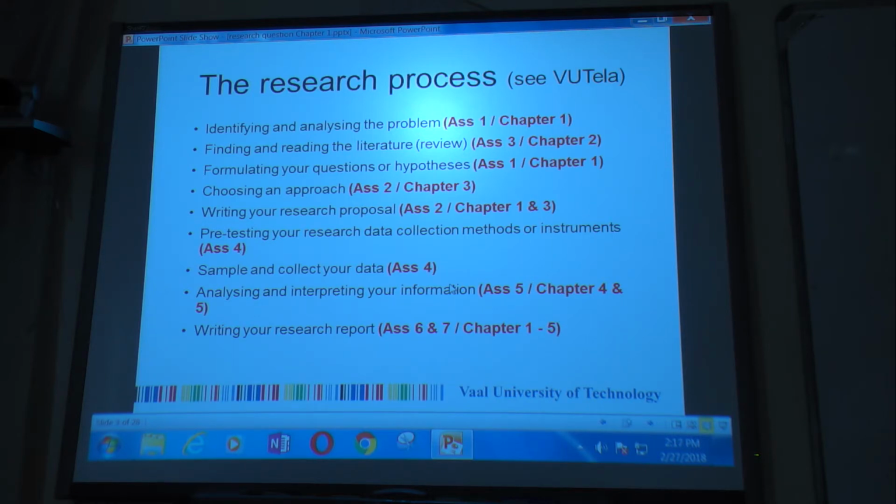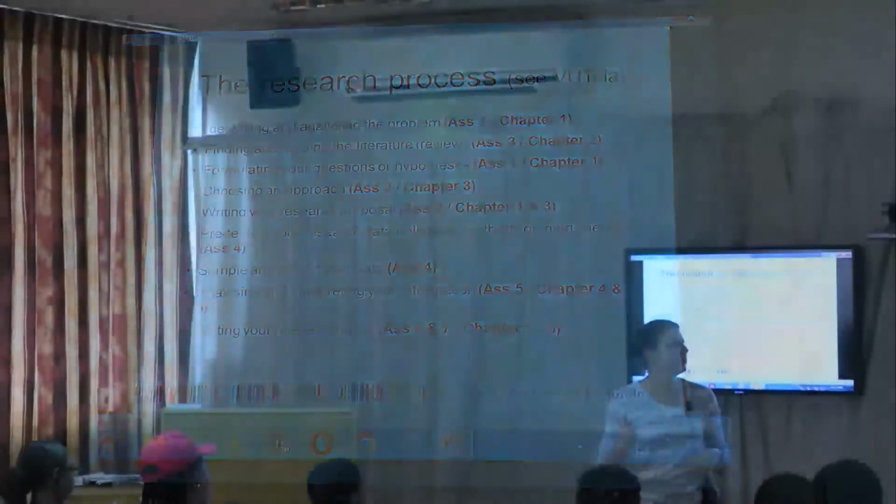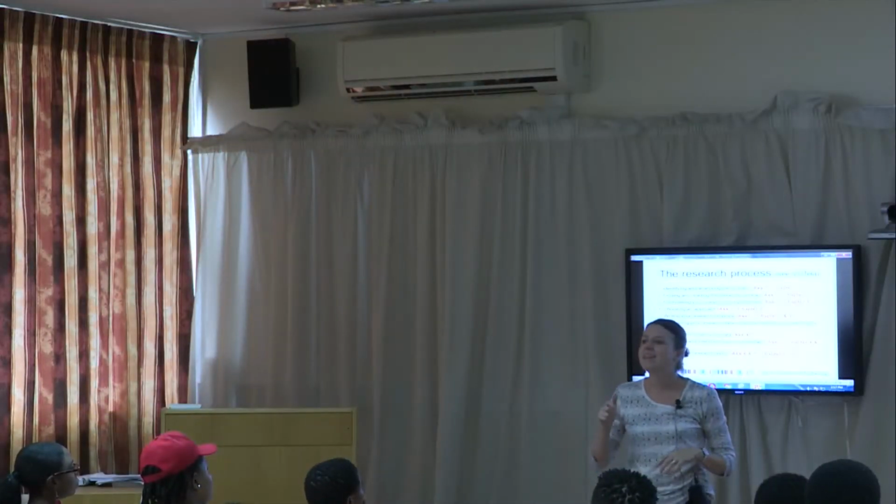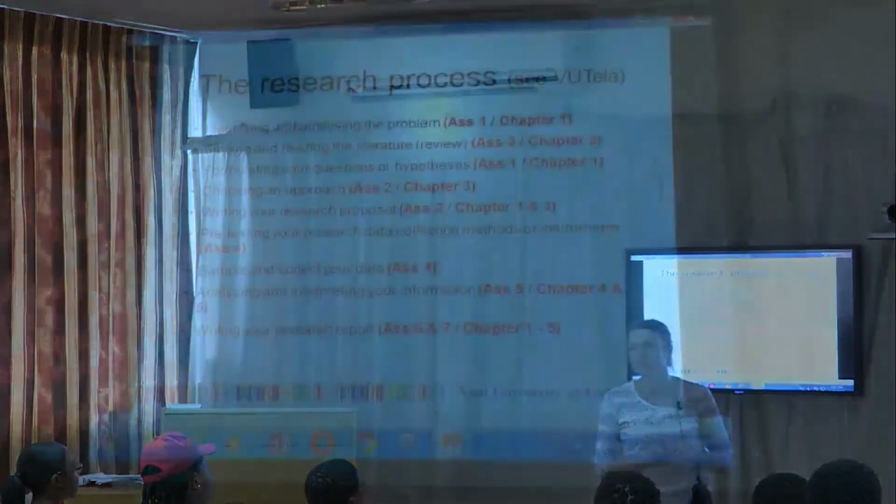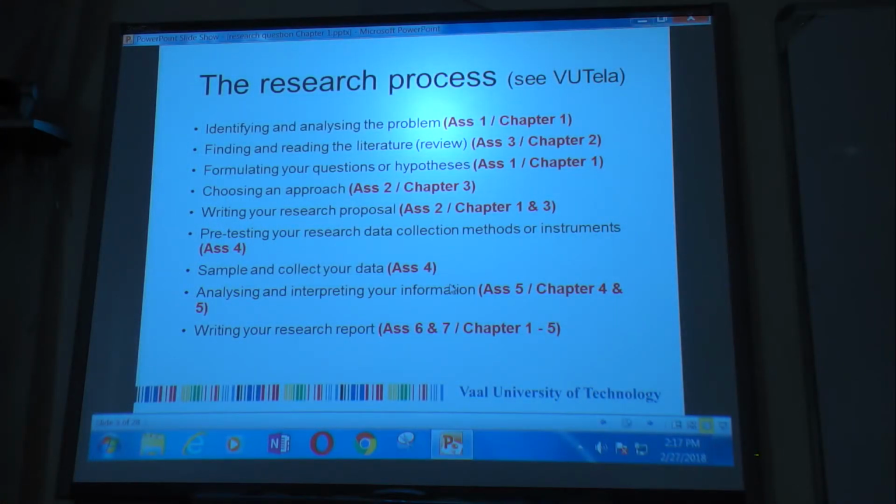Your first assignment is to write a problem statement. What is research? Research is about identifying a problem and finding the solution to that specific problem. Do you remember that? So that is our first step in research. We need to find the problem. What is the problem that we are facing? And that links with assignment 1, the one that we are currently busy with.